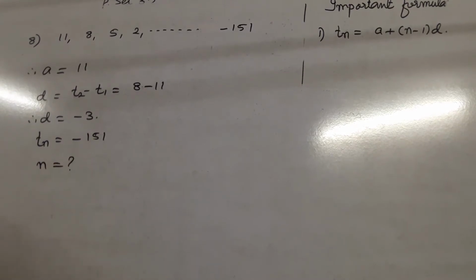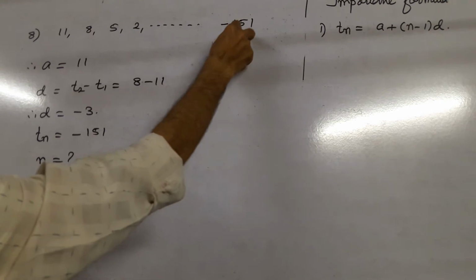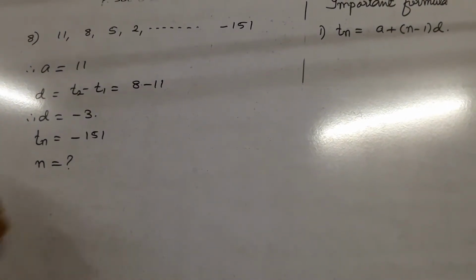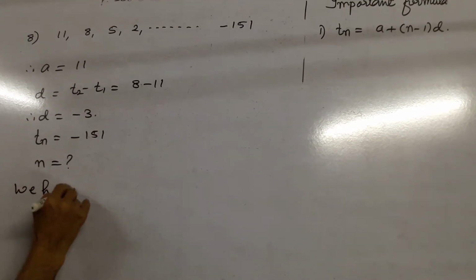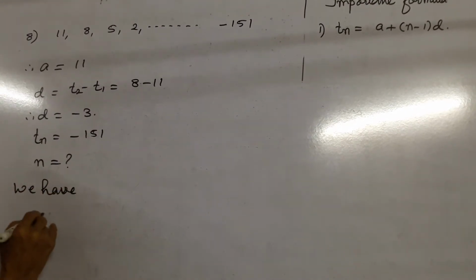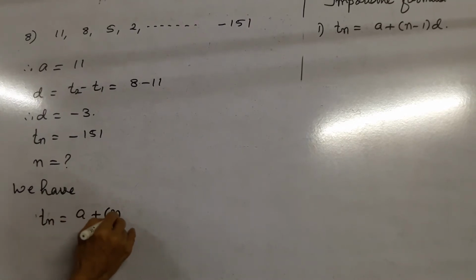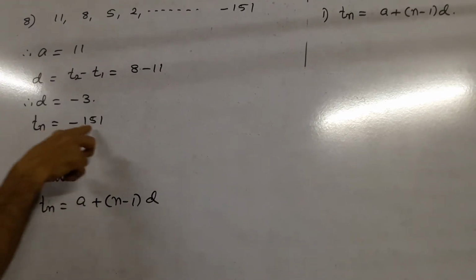This equation. So what is this number? The first, second, third, fourth, like this. What is the rank of this number? That we have to find out. So once again write the formula. So we have Tn equal to a plus n minus 1 d. But Tn, we know that the nth term is minus 151.